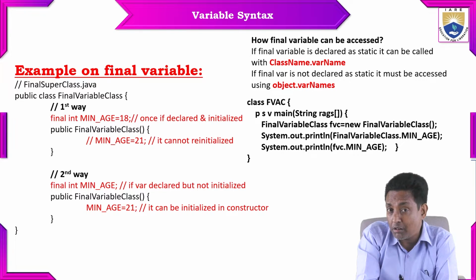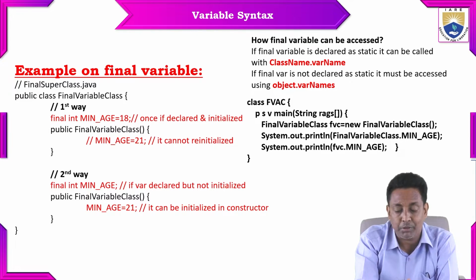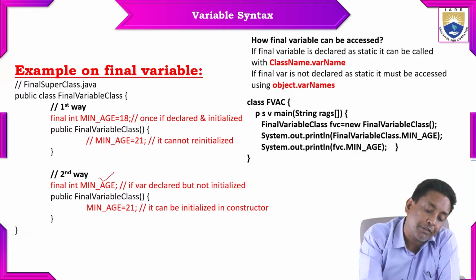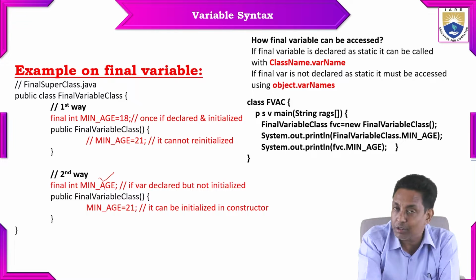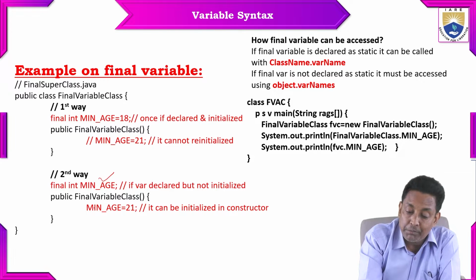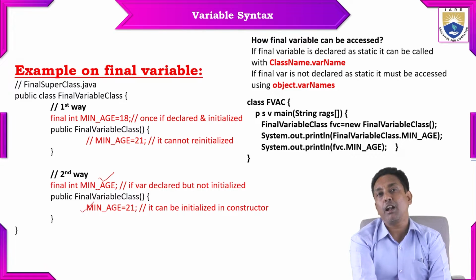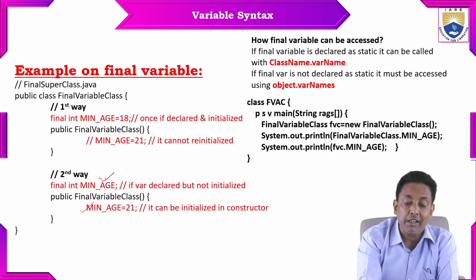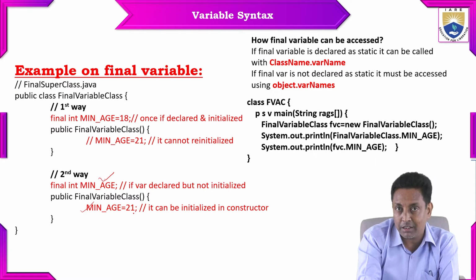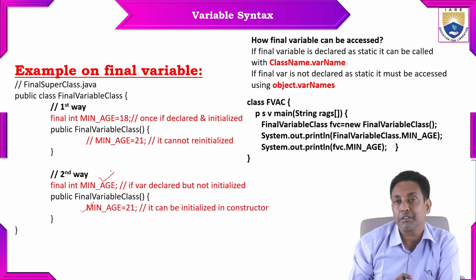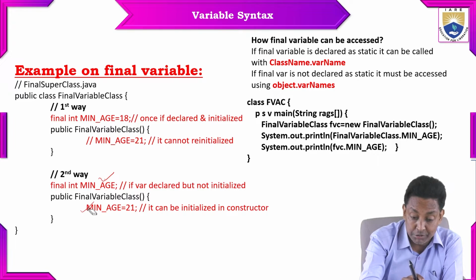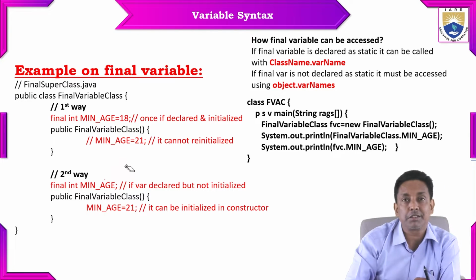Actually, final variables should not be left without initialization. Remember that point. But this is acceptable. You can also declare final variables without initialization. But the rule is such variables must be immediately initialized in the constructor. And if you promise that you will initialize the final variable in the constructor, then you can leave the final variable with only declaration. You need not initialize it. If you promise to do this, you can declare and leave it like this.